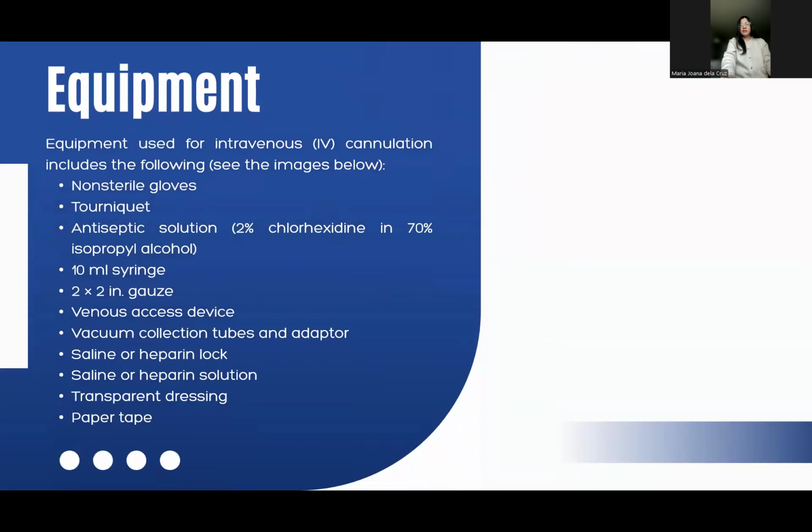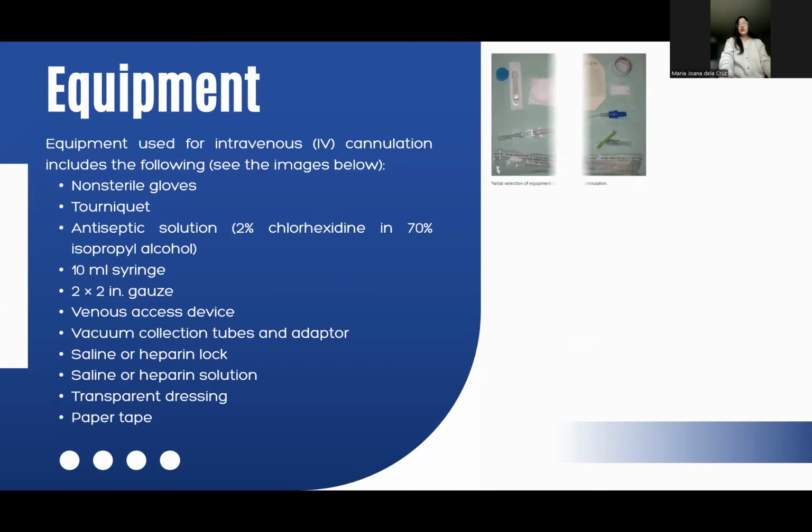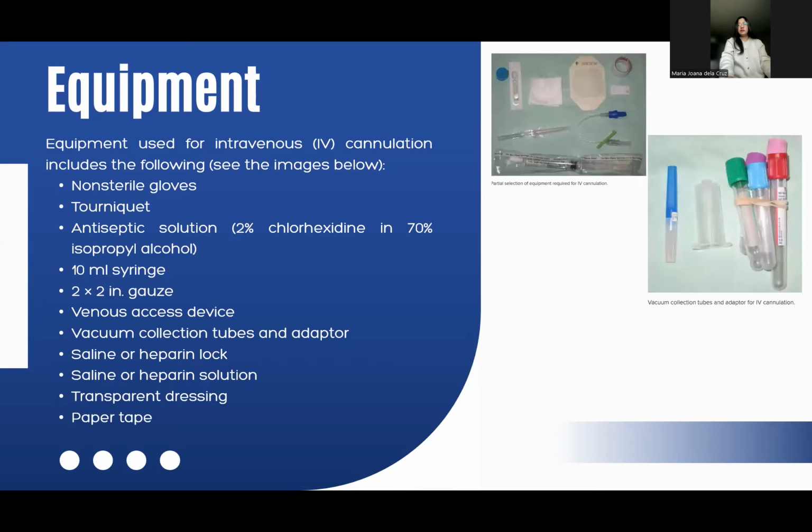The equipment we need for IV cannulation includes the following: non-sterile gloves, tourniquet, antiseptic solution like chlorhexidine or 70% isopropyl alcohol, 10 ml syringe, 2x2 gauze, venous access device, vacuum collection tubes and adapter, saline and heparin lock, saline or heparin solution, transparent dressing, and paper tapes. You can see them all in the pictures.